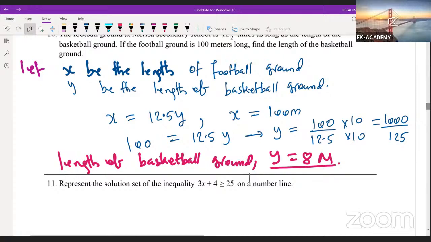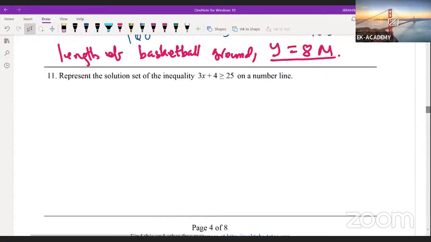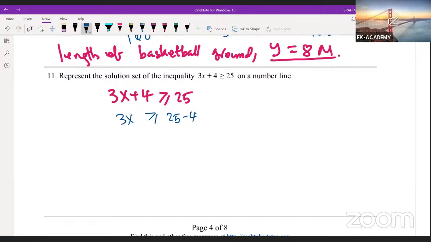Next question, dear friends, question number 11. Represent the solution set of the inequality 3x plus 4 greater or equal to 25 on a number line. So first of all, we have to solve it like this. We are going to say 3x plus 4 greater or equal to 25. So 3x will be greater or equal to 25 minus 4. 3x is greater or equal to 21. So x is greater or equal to 21 over 3. x is greater or equal to 7.